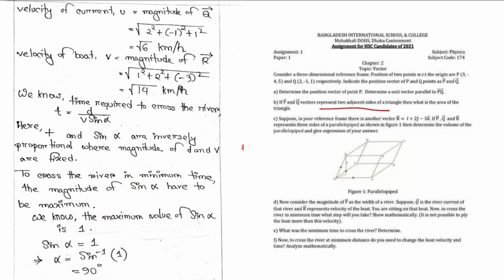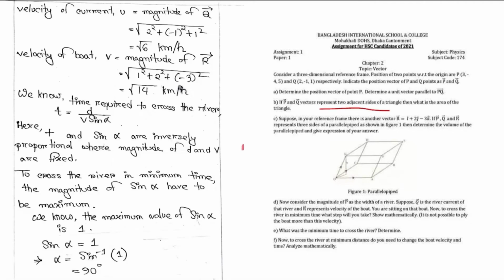Okay, next move to question number E. It has been said: what would be the minimum time to cross the river? So in the previous answer we already found this formula, T equals D divided by V sine alpha. We just put all the values here, the value of D and V, and sine alpha, where alpha is 90 degrees, so sine is 1, and in this way we can determine the answer very easily. To cross the river in minimum time we found alpha is equal to 90 degrees. In this way we answered this question very easily.